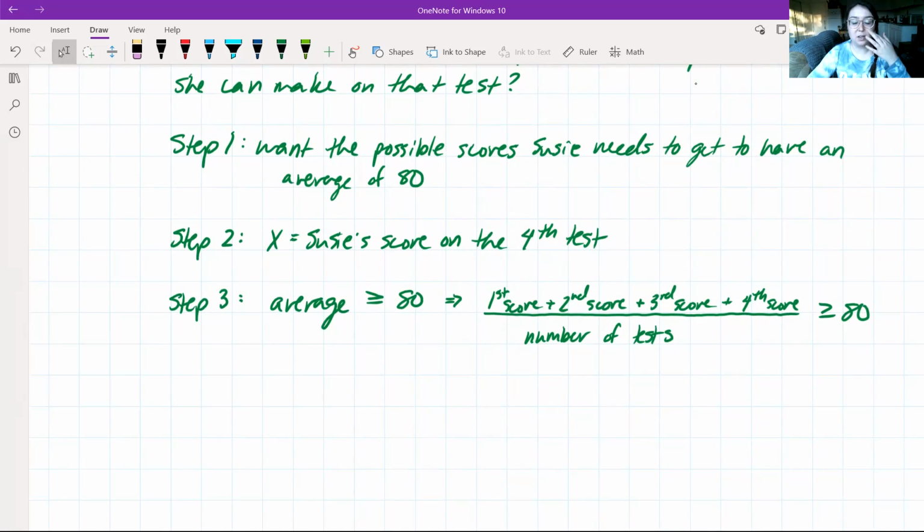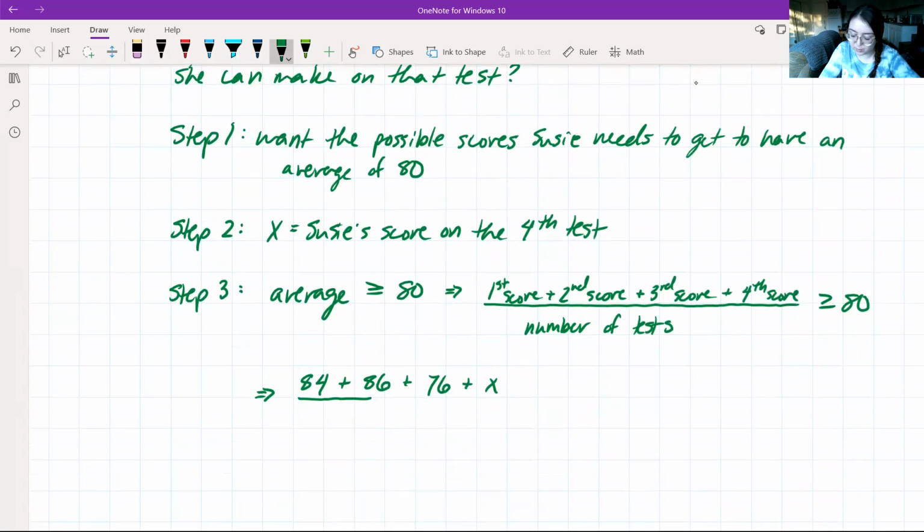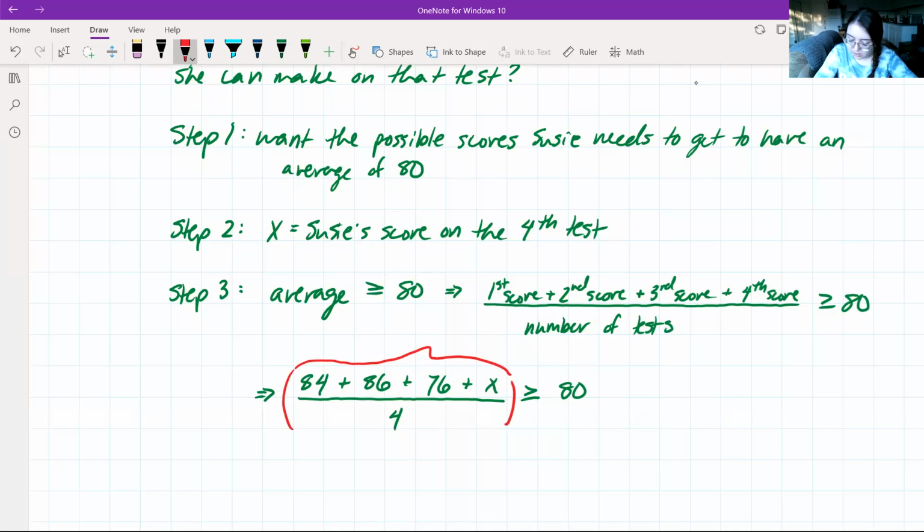So taking the concept of what this average is, and we know the values of our first score, our second score, and our third score, what we don't know is that 4th score. And we know that there's 4 tests in all. So this is going to become 84 plus 86 plus 76 plus x in our numerator. And our number of tests is 4. We have 4 tests, and we want this to be greater than 80. And remember, this whole section here is our average. So this is our equation that we're working with.